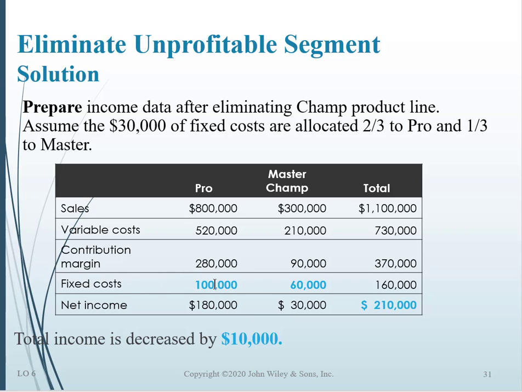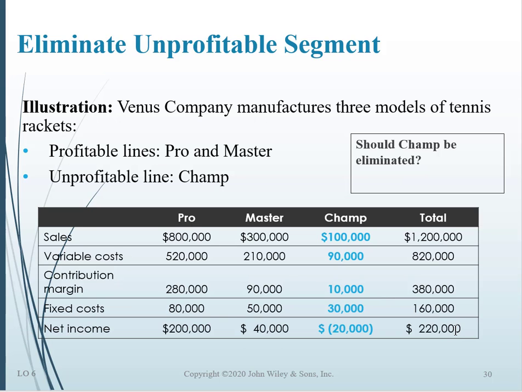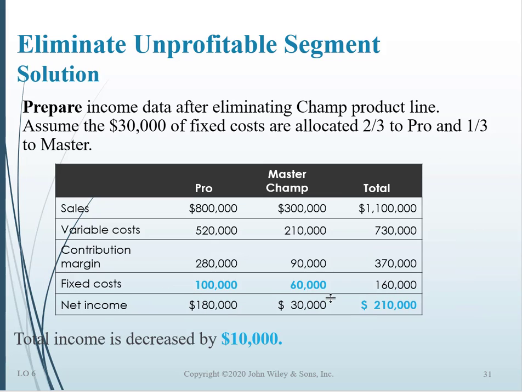So our fixed cost increased to 100,000. That means our net income for Pro is 180. For Master, 60,000 is the change in fixed cost, which ends up with 30,000. So our total net income has decreased by 10,000. If you remember, the last slide showed that we had 220,000 in income with it. We have 210,000 without it. So this is telling us that we should not get rid of this product line.